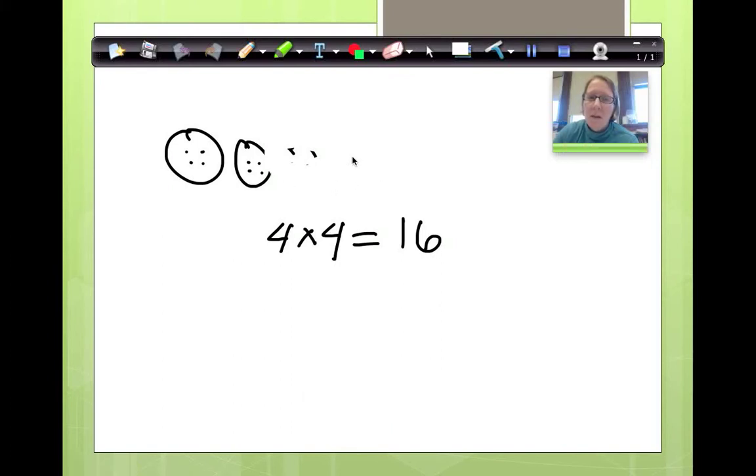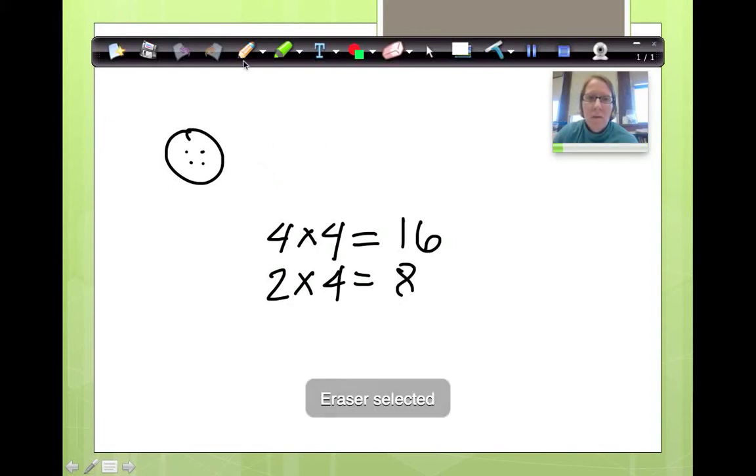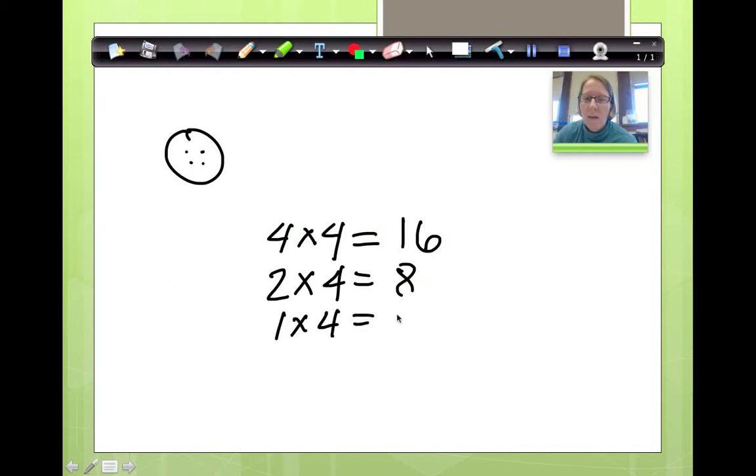Now let's erase 2 of them, or just put an X on them, that's okay. Now what do you have? You have 2 groups of 4, and what does that equal? 8. Okay, now put an X on this one. And now what do you have? You have only one group of 4, and that equals 4.